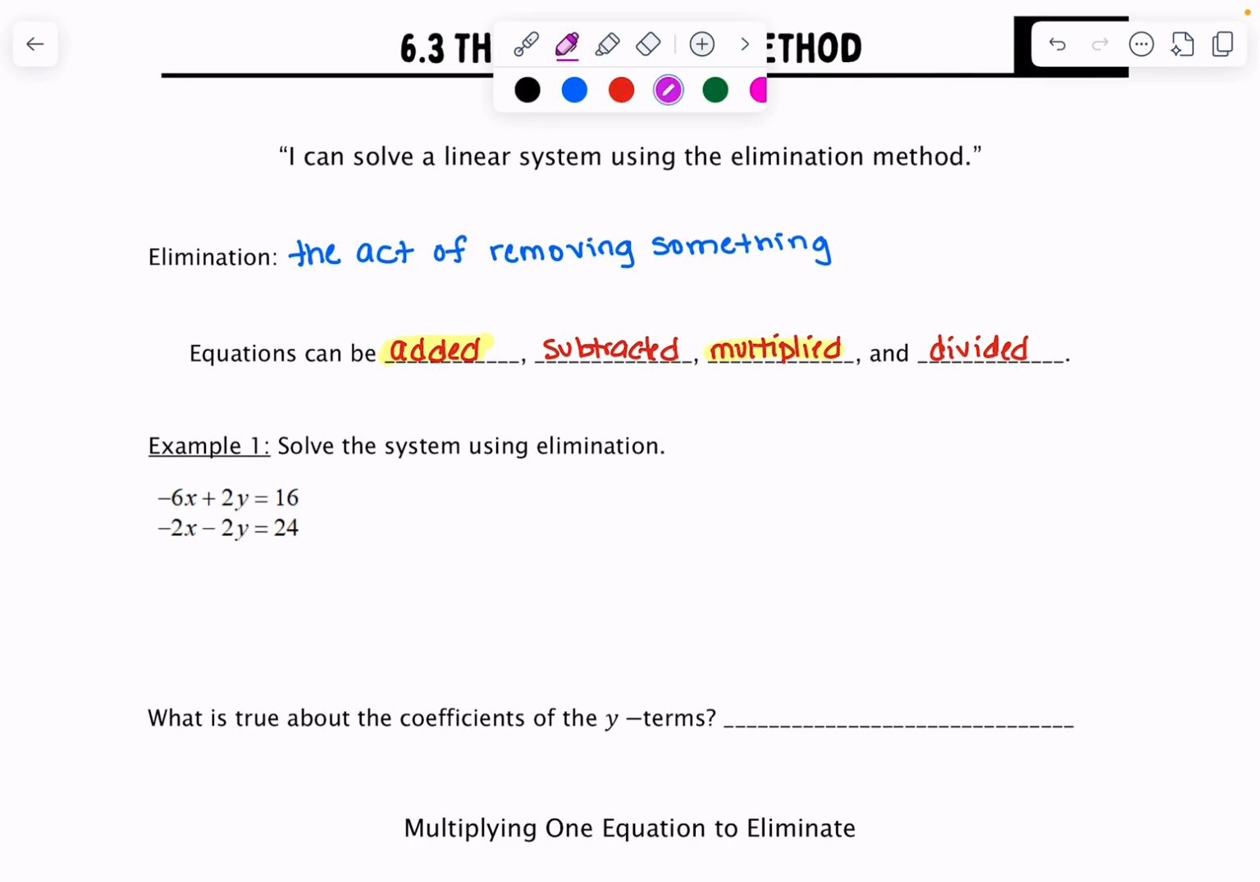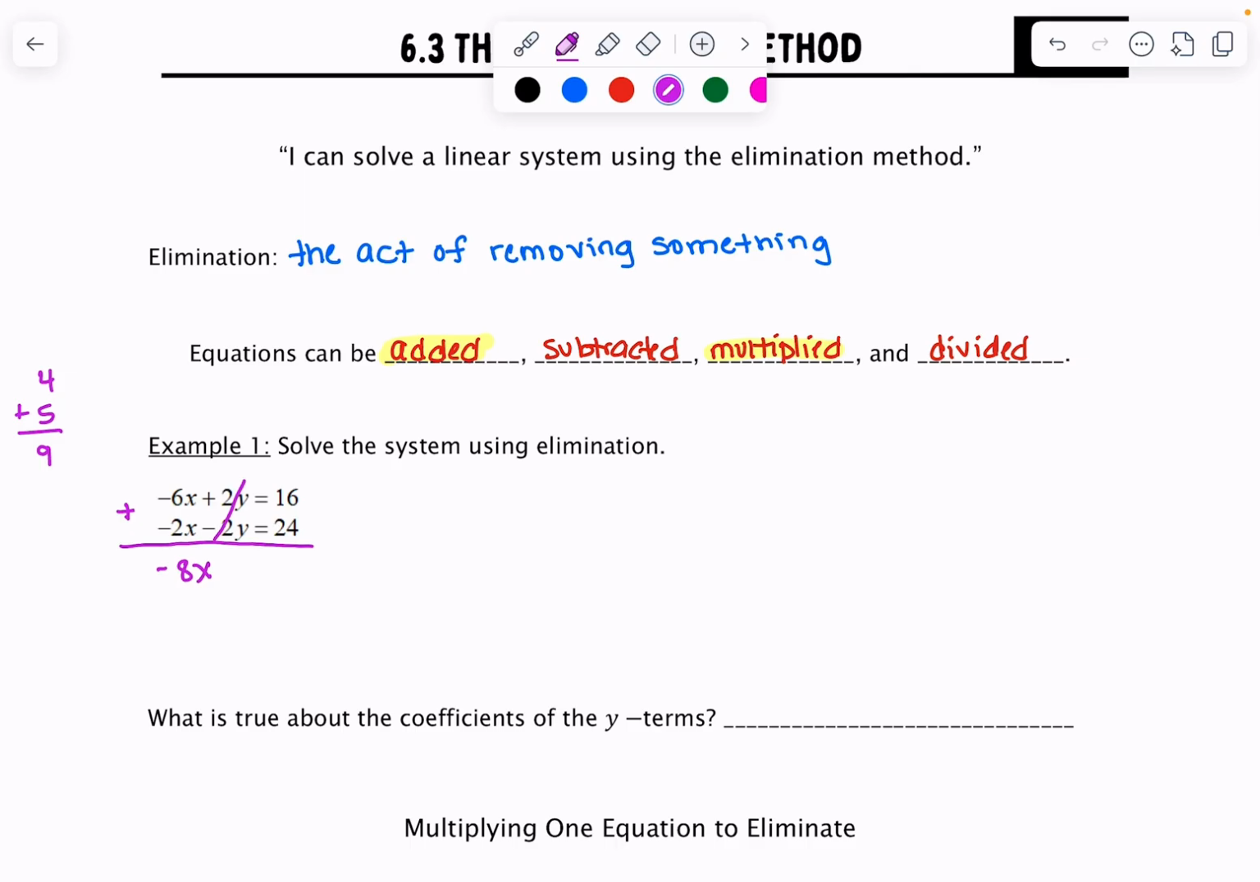I'm going to put a plus sign and put a bar underneath these, like we did back in elementary school, like 4 plus 5 equals 9. We're adding two things together. That's what we're going to do with these equations. So we're going to combine like terms. -6x plus -2x is -8x. And then what's 2y plus -2y? 0. They cancel out. We've eliminated the y's.